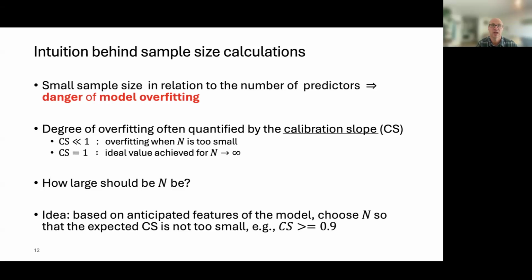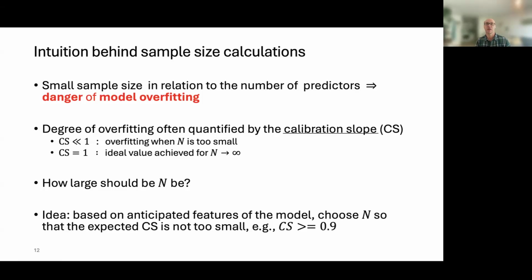Well, what I would like to stress here is that when the sample size is too small, there is a danger of model overfitting. A very good solution to model overfitting is to get an infinitely large sample size. If you have an infinitely large size, then for any set of predictors, the calibration slope would be 1 if validated on data from a new population. Nobody would collect data for the whole population.